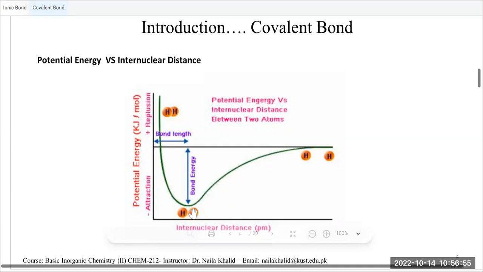This force is developed by the sharing of an electron of one hydrogen and the sharing of an electron of another hydrogen, and this force is known as a covalent bond. This is the point where the hydrogen molecule is formed, and this is the bond energy. At some distance, they develop a force that holds these two atoms together, and this force is developed by the sharing of electrons. That is why it is known as a covalent bond.